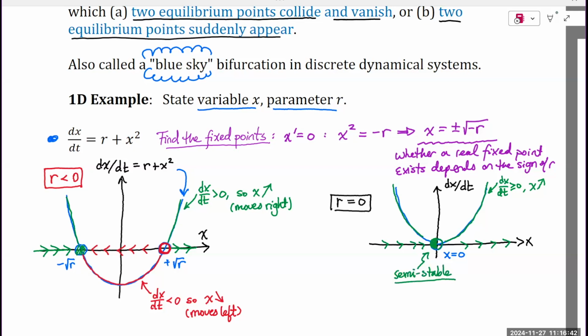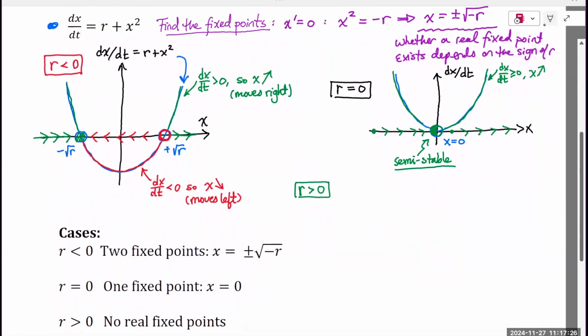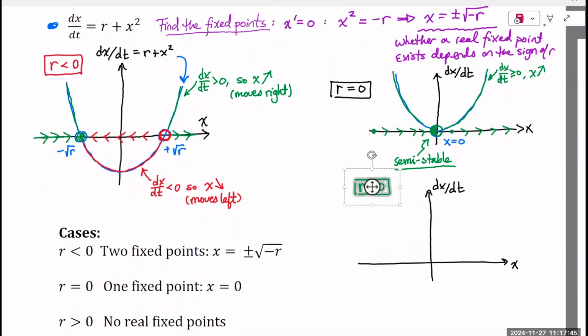This means, of course, that if our initial condition starts negative, it's going to move right and get stuck at 0. On the other hand, if our initial condition starts as a positive value, it's going to keep moving to the right and head off to infinity. Let's look at the final case when r is positive. In this case, our parabola has no real roots. Our derivative is always positive, so solutions always move right, no matter what our initial conditions are.